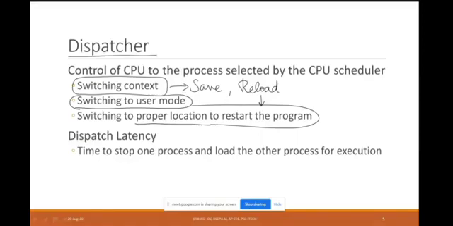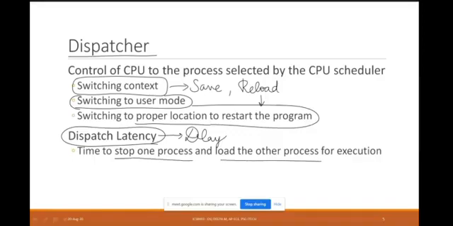So what is dispatch latency? Latency is nothing but your delay. So the delay that is associated with stopping one process and loading the other process is called dispatch latency. I have to stop my current process and load the new process, and the time it takes to do this is called dispatch latency.